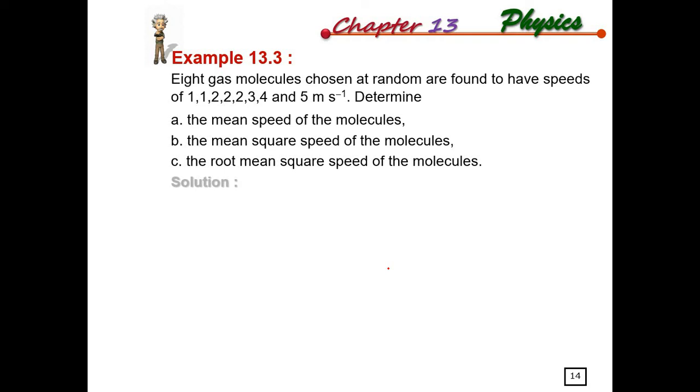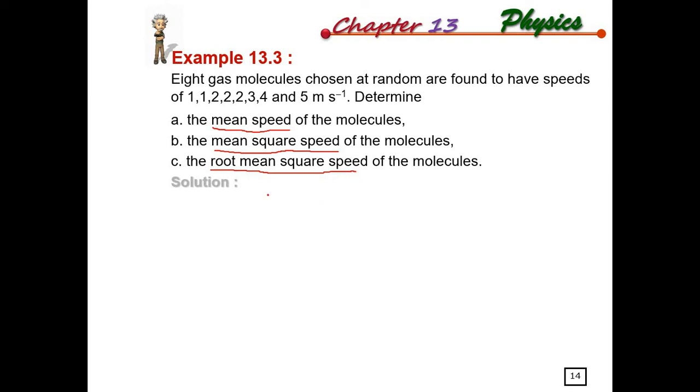Now we look at example 13.3. Eight gas molecules chosen at random are found to have speeds of 1, 1, 2, 2, 2, 3, 4 and 5 meters per second. A: Determine the mean speed of the molecules. B: The mean square speed of the molecules. And C: The root mean square speed of the molecules.